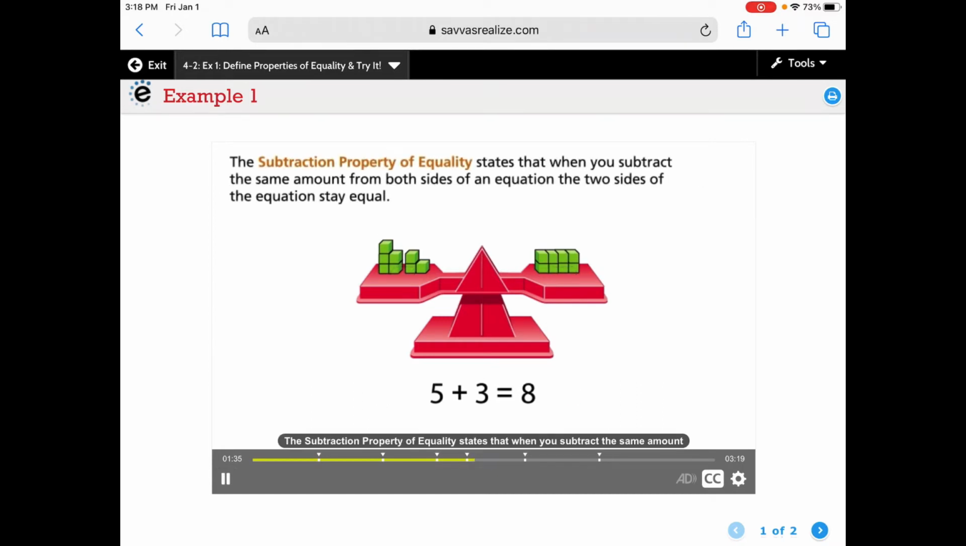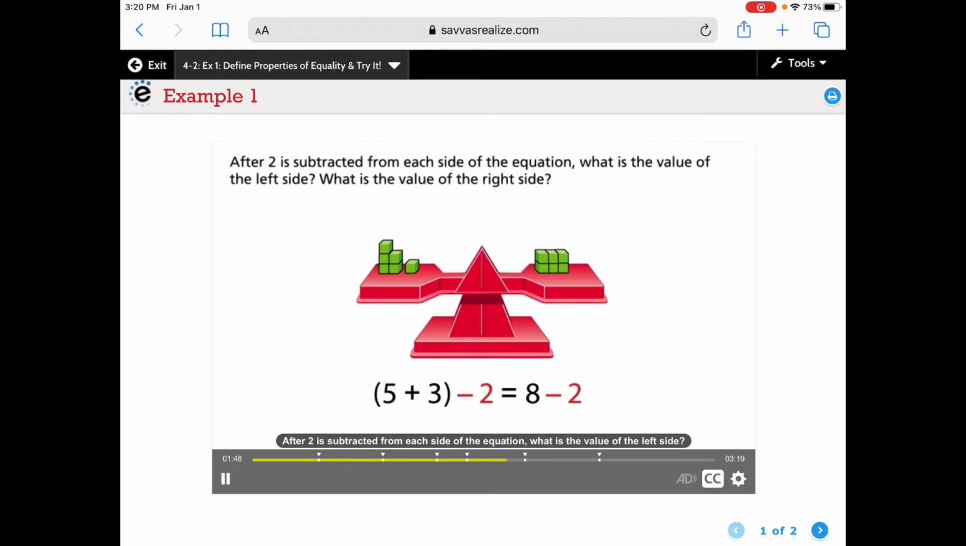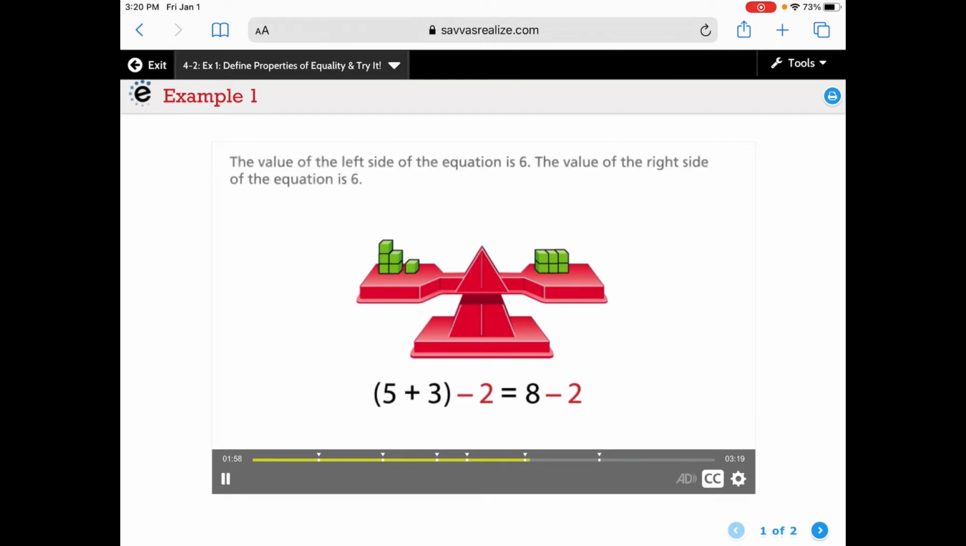The subtraction property of equality states that when you subtract the same amount from both sides of an equation, the two sides of the equation stay equal. After 2 is subtracted from each side of the equation, what is the value of the left side? Well, it's going to end up being 6. The value of the left side of the equation is 6. The value of the right side of the equation is 6.